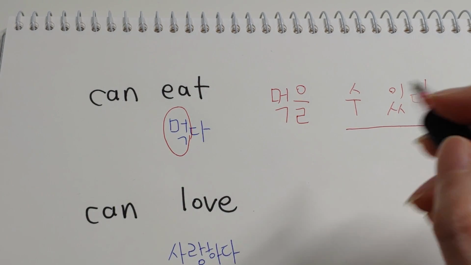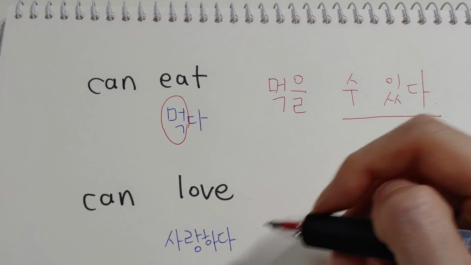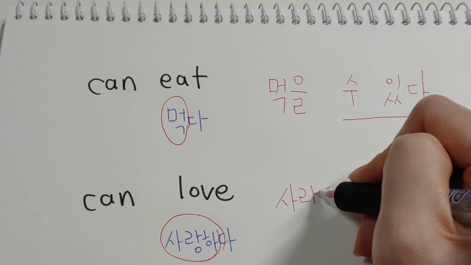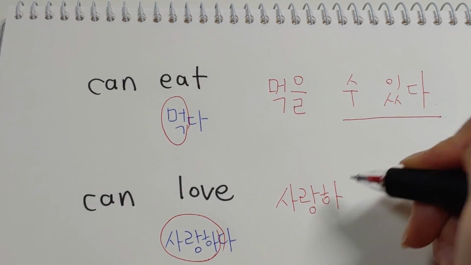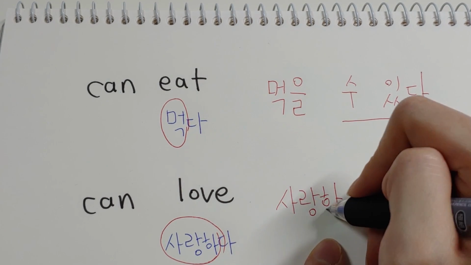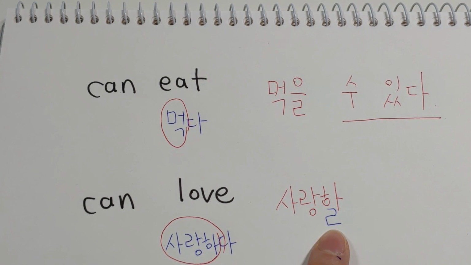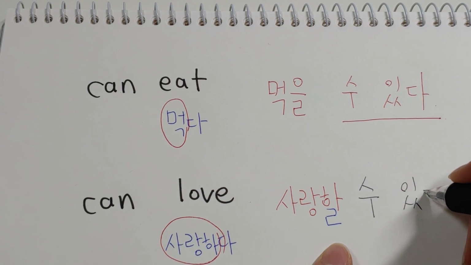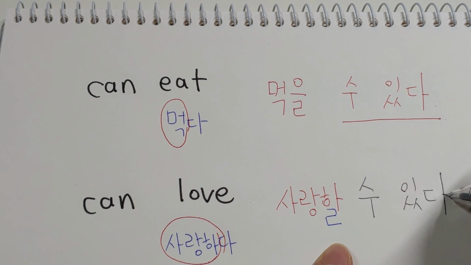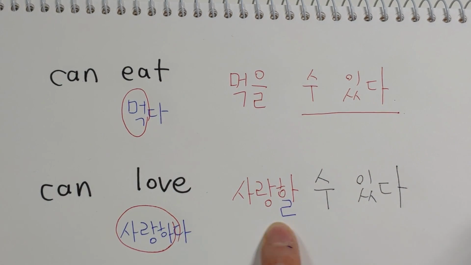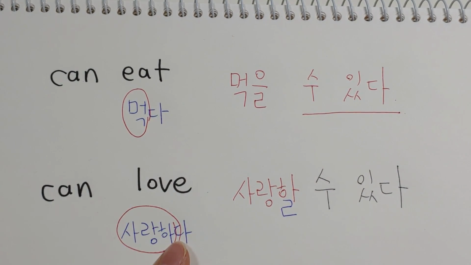How about can love? So 사랑하 is the stem verb, and this one ends with the letter that has no 받침. So in this case, you put 리을 받침 only, and then put the rest of the ending. So 먹을 수 있다, can eat. 사랑할 수 있다, can love.